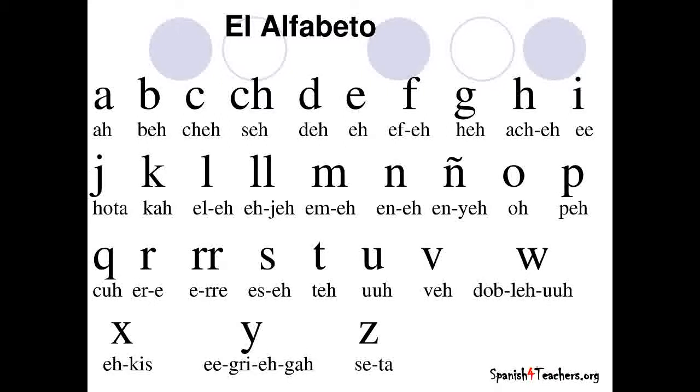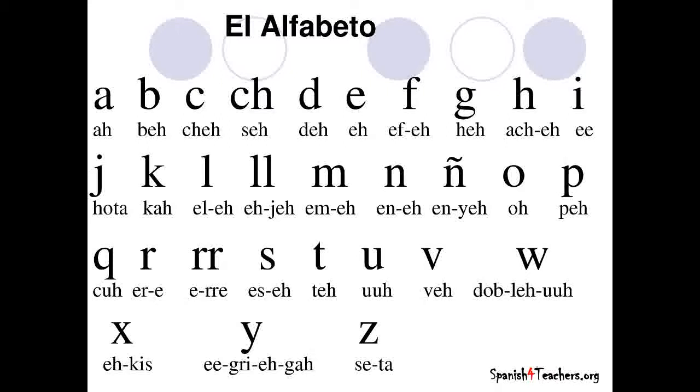The English letters CH are called Che. Shampoo. Shampoo, shampoo. The English letter D is called De. Dama. Dama, lady. The English letter E is called E. Edad. Edad, age.